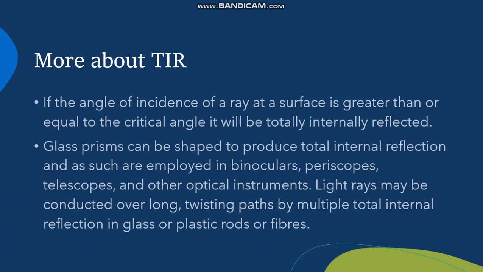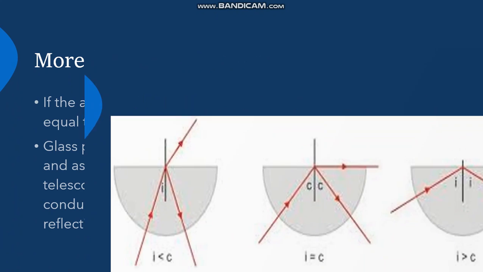Glass prisms can be shaped to produce total internal reflection, and such prisms are employed in binoculars, periscopes, telescopes, and other optical instruments. Light rays may be conducted over long twisting paths by multiple total internal reflection in glass or plastic rods or fiber rods.